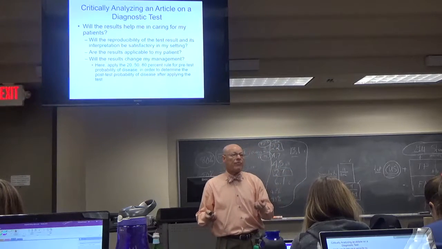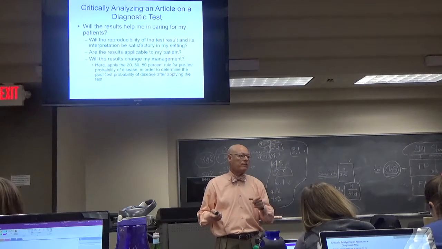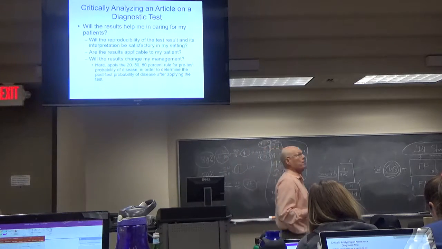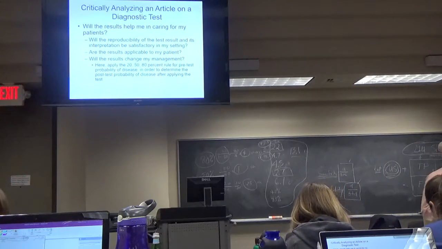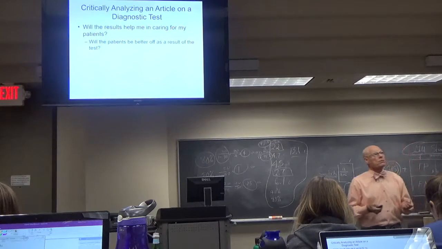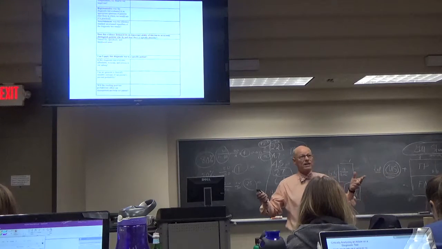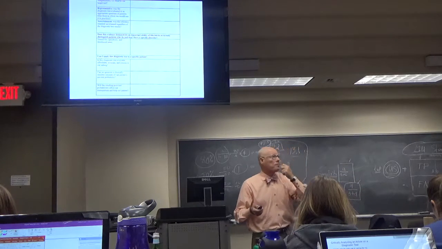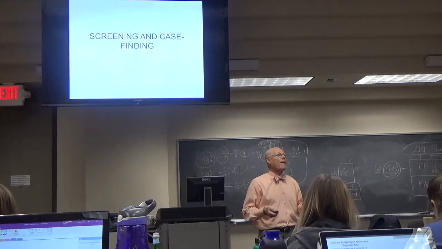There are data banks out there. When you Google LR positive for ultrasonography for deep vein thrombosis, boom, it's going to pop up. You can do it with your iPhone, so you don't have to carry around a list. Will the results help me in caring for my patients? That's the answer to those questions. Pretest probability times likelihood ratio. This is the form you'll be filling out.